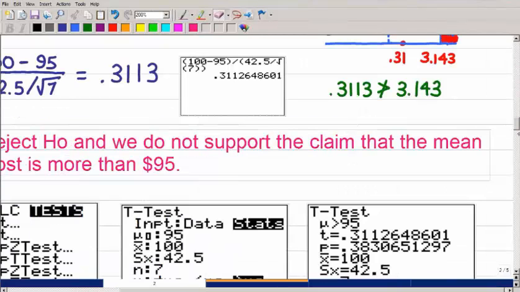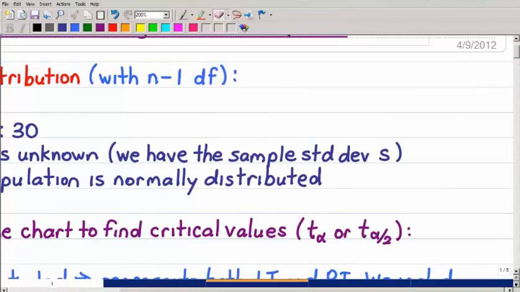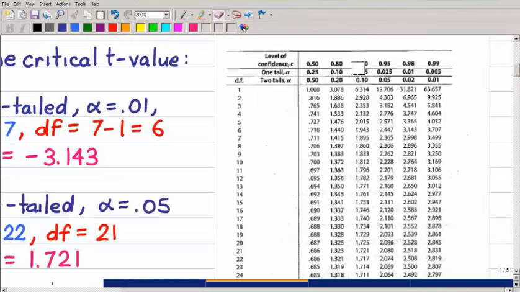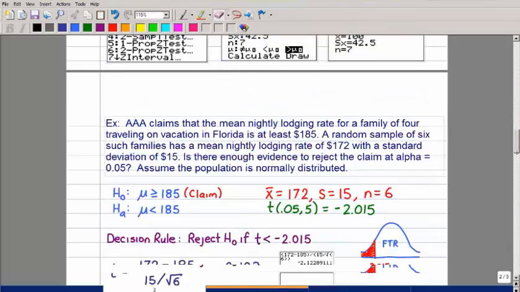Let's see. 5 degrees of freedom. One tail, 0.05, third column, 2.015. Which, left-tailed, means it will be negative 2.015.